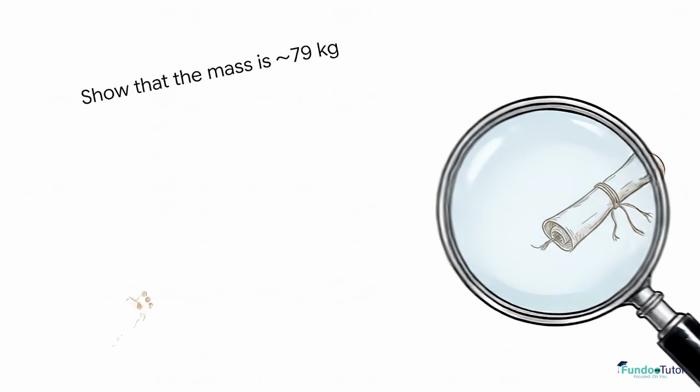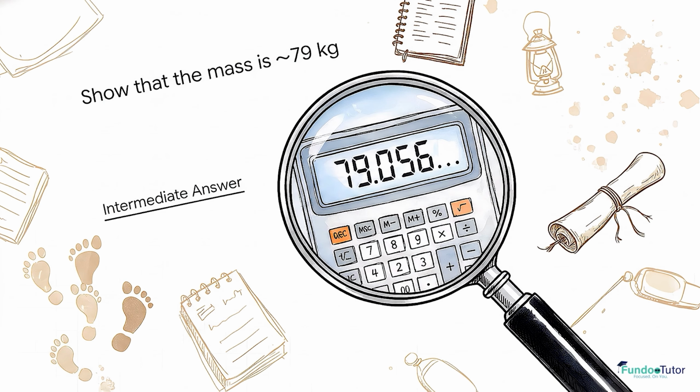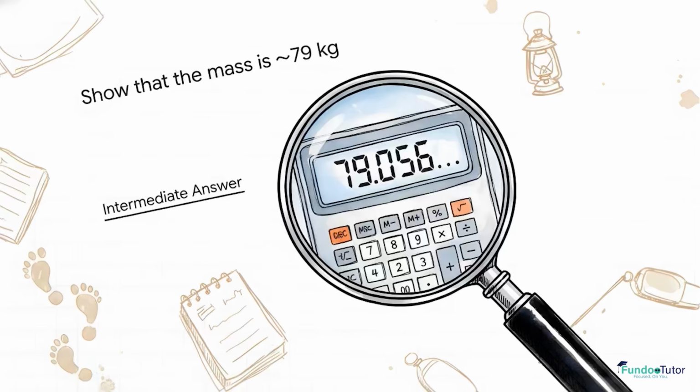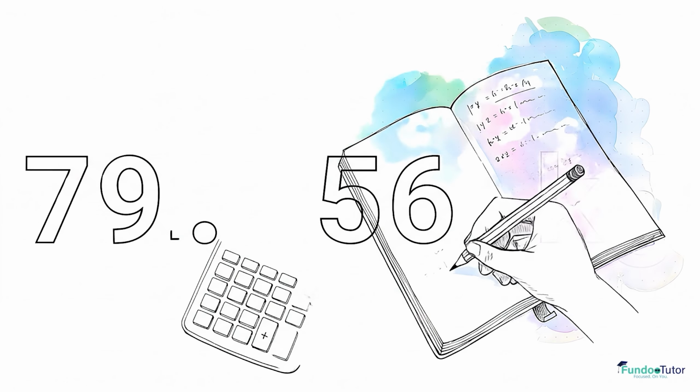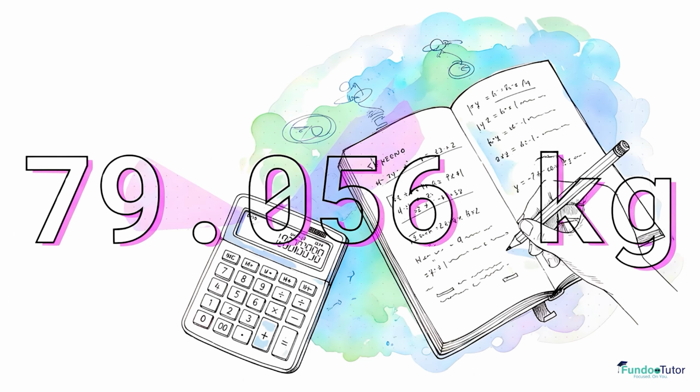Now, here's a very specific trick for those questions that ask you to show that a value is, say, 79 kilograms. You can't just do the math and write 79. You have to prove it. And the way you do that is by showing what's called an intermediate answer. So you punch the numbers into your calculator and it spits out something like this, 79.056 kilograms. You've got to write that number down first. This is your proof. It shows the examiner you actually did the calculation correctly and didn't just work backward from the answer they gave you.